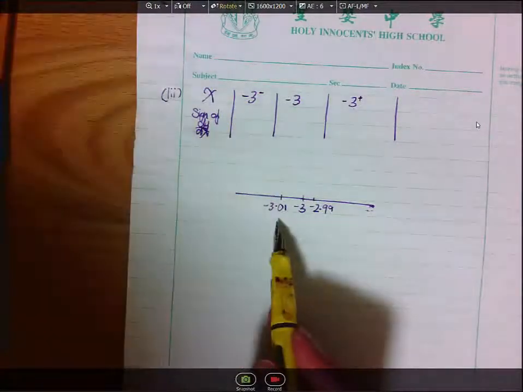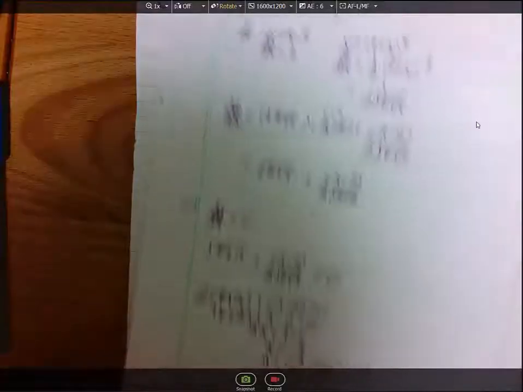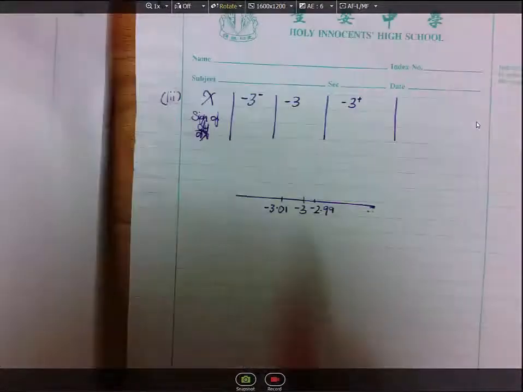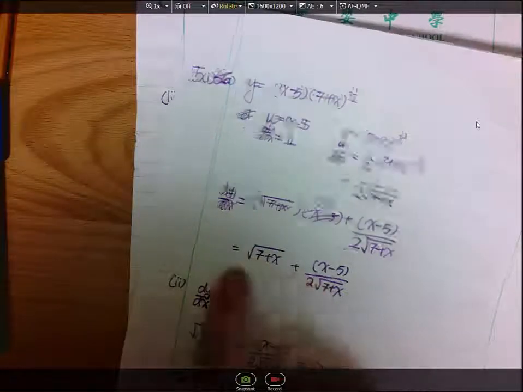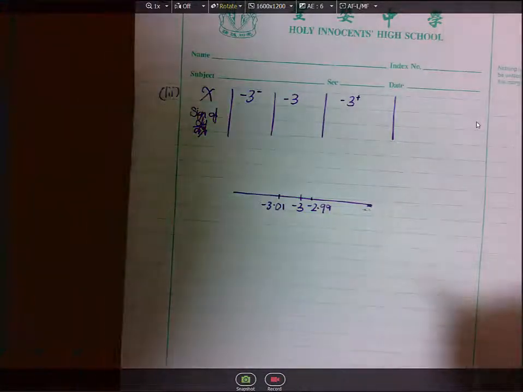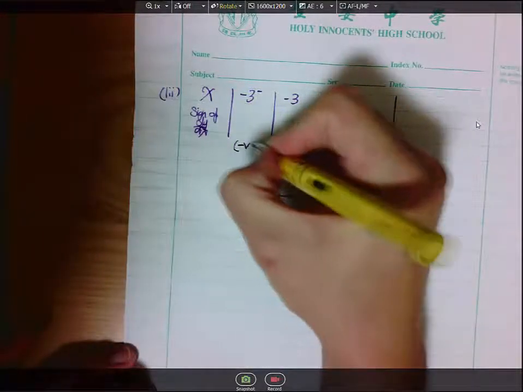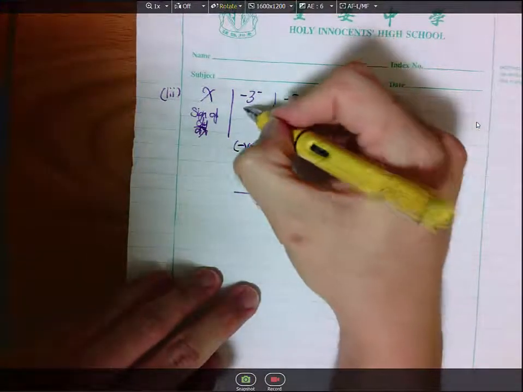Just take this negative 3.01 and negative 2.99, and you key it into the dy dx, which is down here. You're just going to use a calculator and key these two values, negative 3.01 and negative 2.99, into this whole function for dy dx. You will notice that for negative 3.01, you get a negative number. A negative value means that the gradient will be like this.